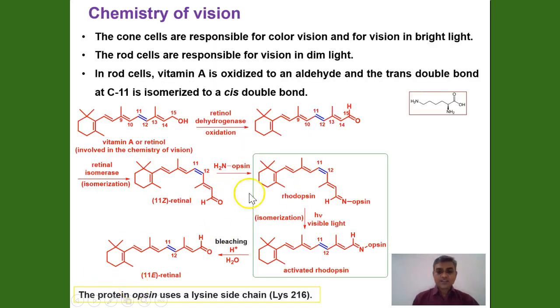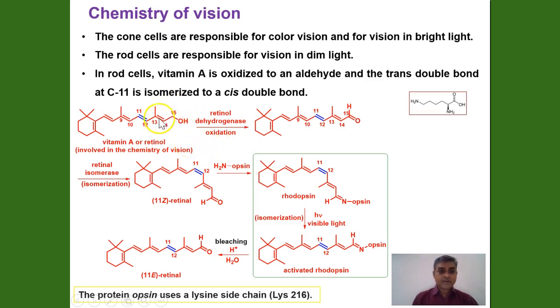Now the last portion is about the chemistry of vision. Vitamin A is responsible for the vision process in our eye. In the retina of an eye, there are two types of cells: cone cells and rod cells. Cone cells are responsible for color vision and for vision in bright light, whereas rod cells are responsible for vision in dim light. This reaction sequence takes place in the rod cells of an eye.